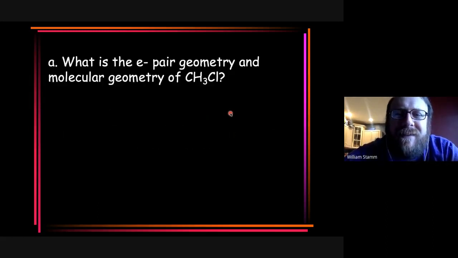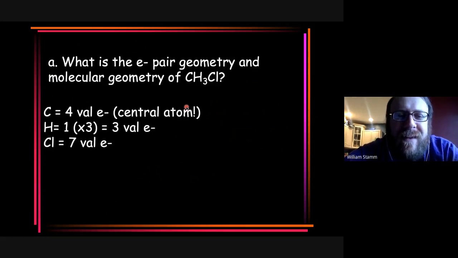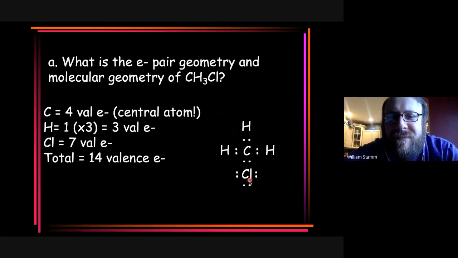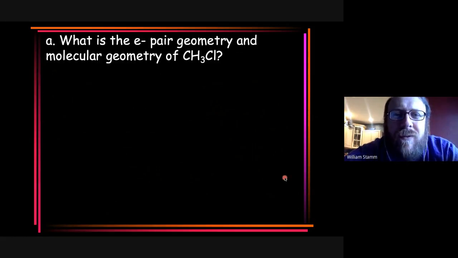So CH3Cl. C has 4 valence electrons around it. H, there's 3 of them, 1 each. That's 3. Chlorine, there's 7. This is what we did before spring break. We need 14 valence electrons. So if we draw it, carbon in the middle, 3 H's, Cl with additional 6. That is the structure. That's what we would draw it as right there. Because if there's 14 dots there, that is what it looks like. That should be familiar from before spring break.